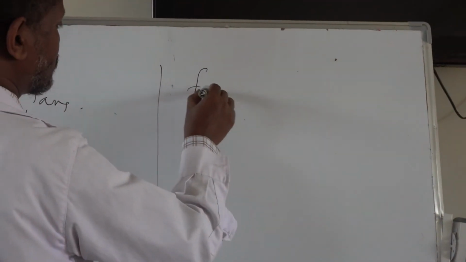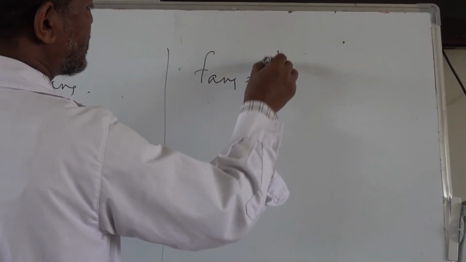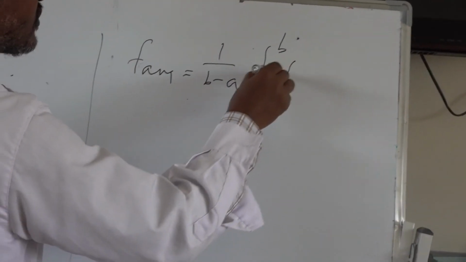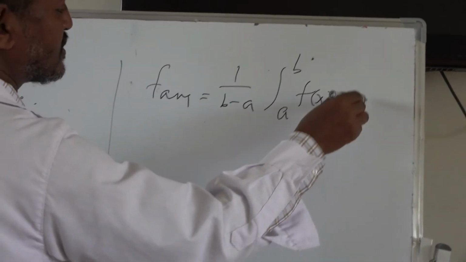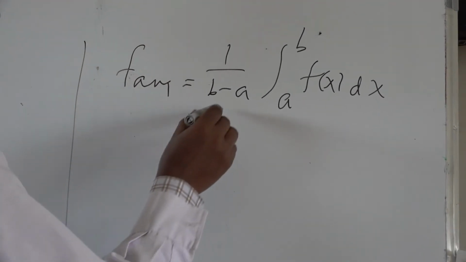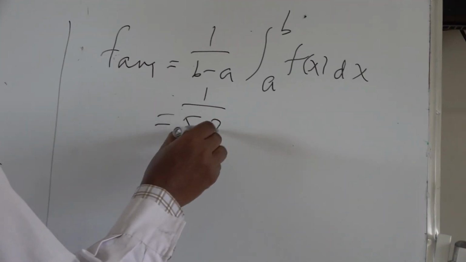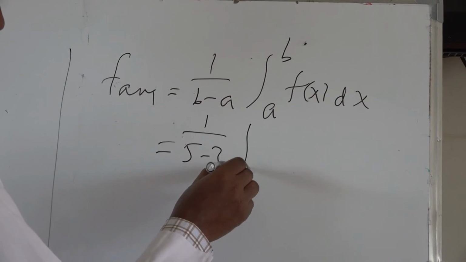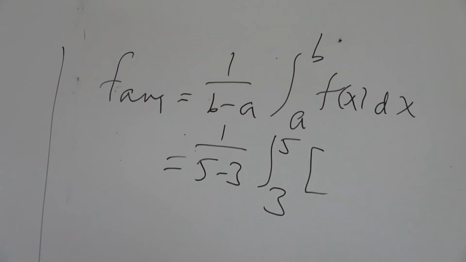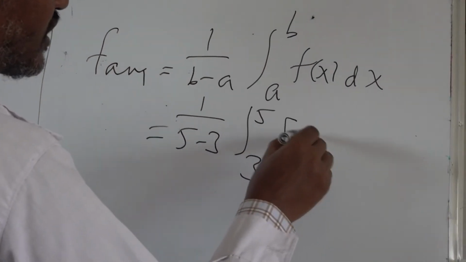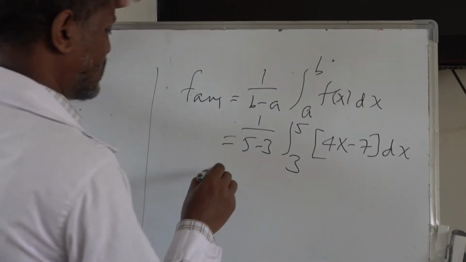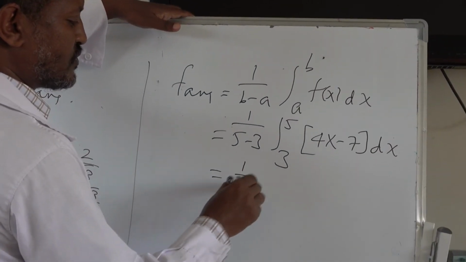Average value, f average, is 1 over b minus a, the integral from a to b of f of x dx. Now, a and b, the interval 3 to 5. So, 5 minus 3, b minus a. The integral from a to b, f of x is 4x minus 7, 4x minus 7 dx. So, 1 over 2.